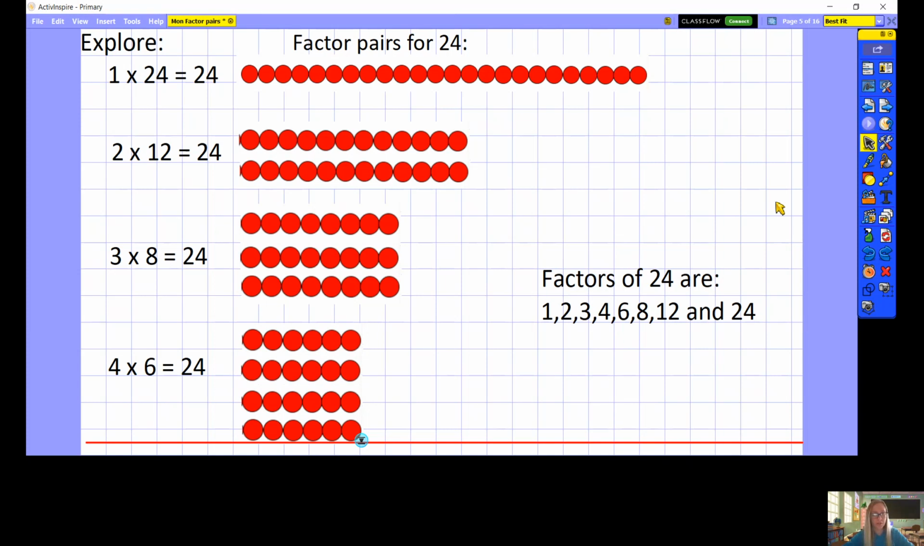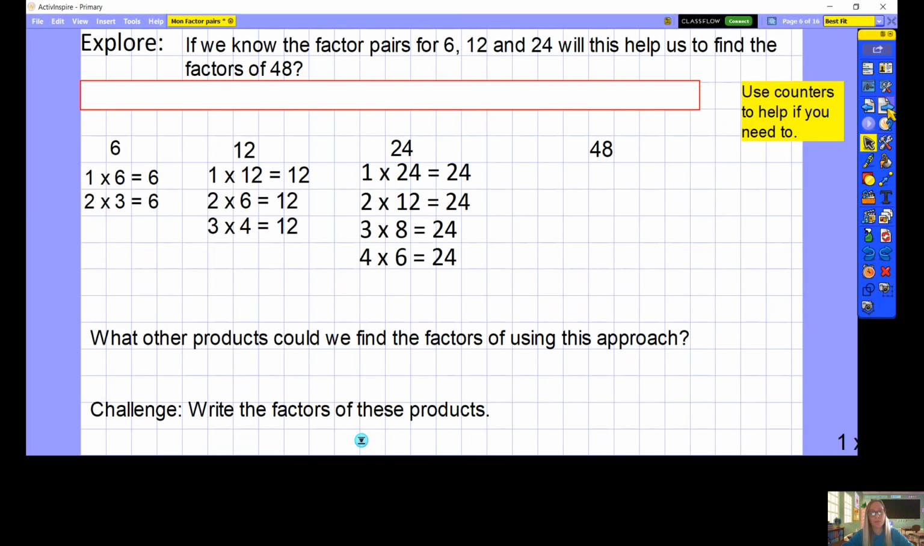Well done if you found all of those. If you haven't found all of those, it might be a good idea to write them down now because they might help you on the next slide. So if we know the factor pairs now for 6, 12 and 24, I wonder if this will help us to find the factors of 48.